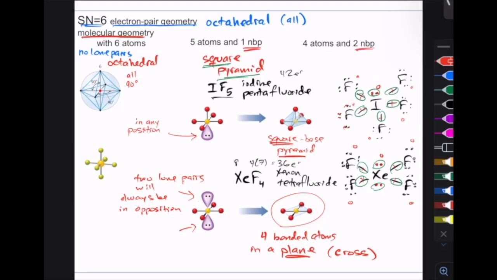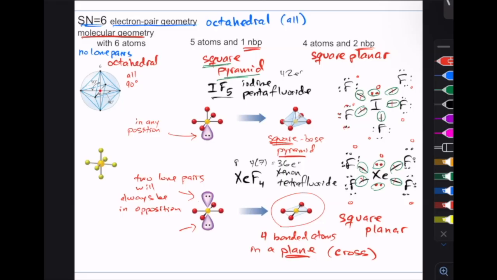So this is called square planar. That's the geometry here. It's a plane, and the plane is now made up of 4 points. So all 4 points are on the same plane. So it's a square plane.